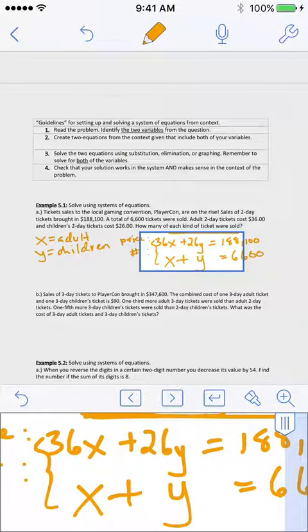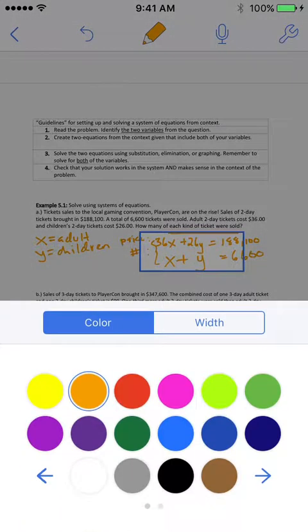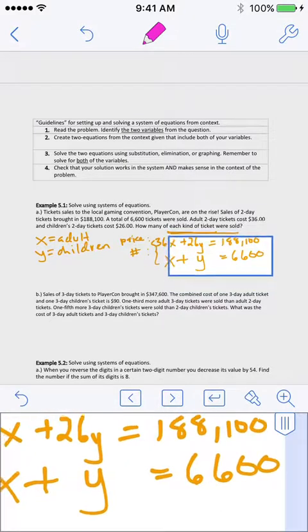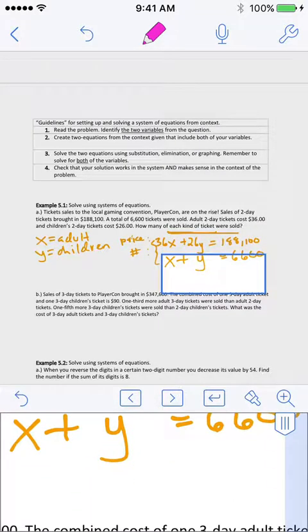All right, sounds good. I'm going to solve this real fast over here. I'm going to use substitution. So I'm going to take this second equation, and I'm going to solve it for Y. Y is 6,600 minus X, right? So I just move the X over. Now I'm going to take that and plug it into the first equation. So this is just substitution from last time.